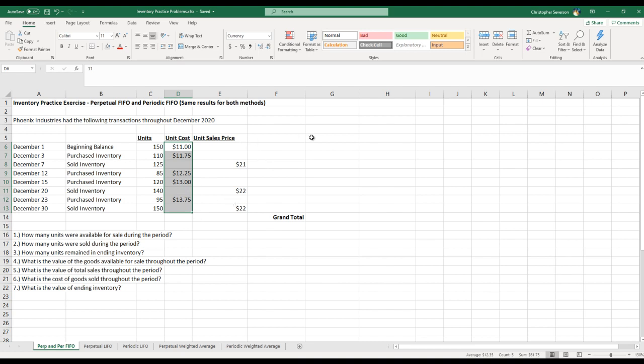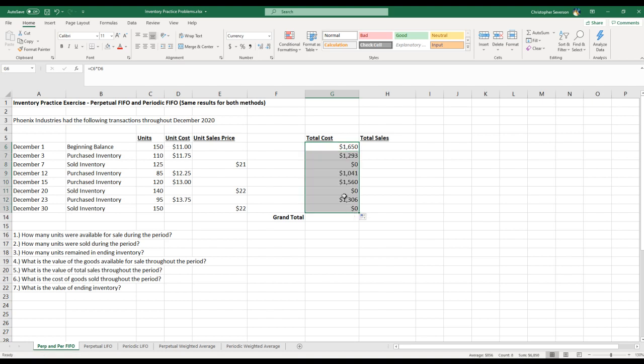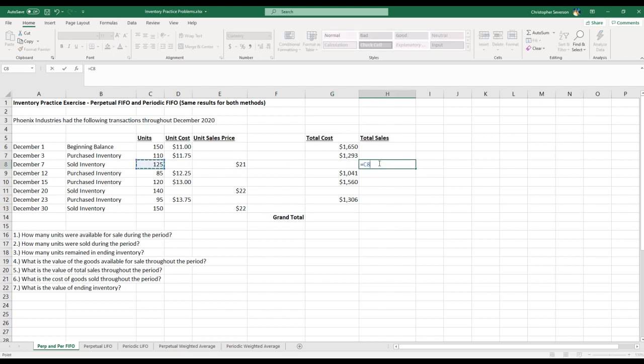What I'm going to do here first of all, and again, this is the type of problem you'll see, the very first thing you may want to do is create a total cost column and a total sales column for each layer if they don't already have that. Sometimes they will. So I'm simply going to multiply the units by the unit cost. I'm going to drag that formula down. Obviously, a few of those rows don't have cost, they're sales. And then for those rows, I'm going to take the units multiplied by the sales price. And again, not every row is going to have that either.